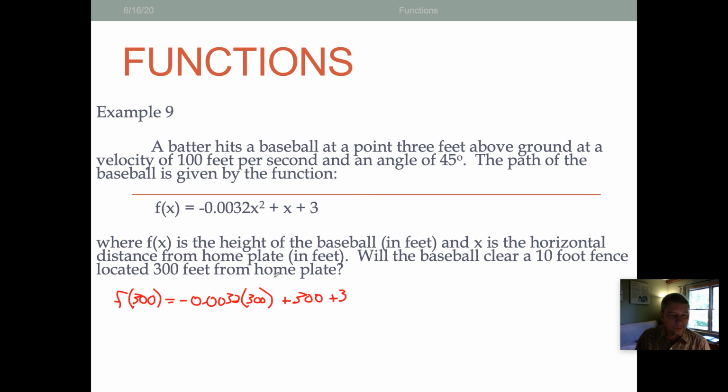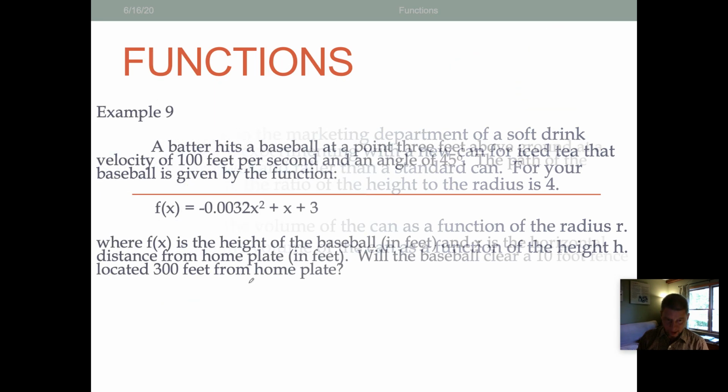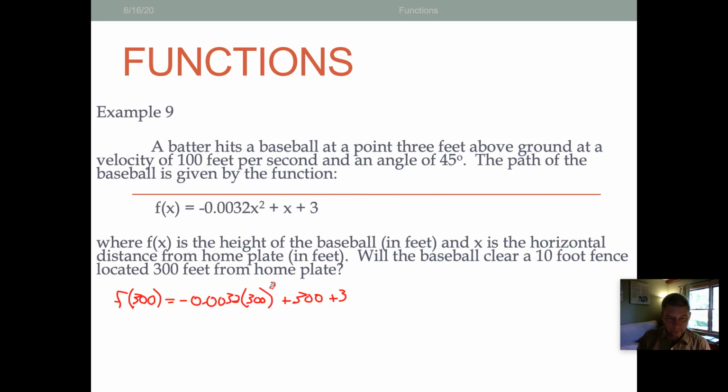Oh, you know what? I forgot the squared. All right, so it's 300 squared times negative 0.0032, and that gives me negative 288. Okay, so negative 288 plus 300.